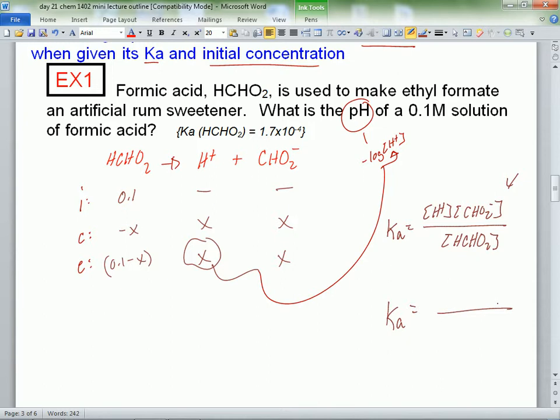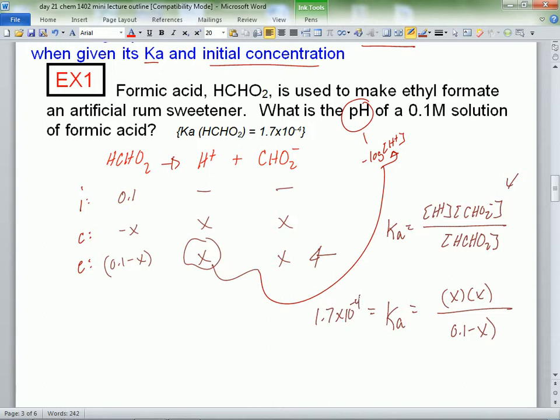Now we substitute in these concentrations. Those are all equilibrium concentrations. You got to substitute in your equilibrium row. So what would be on top, Alyssa? X and X. And on bottom you'd have 0.1 minus X. Oh, what should I put in for Ka? Yeah, 1.7 times 10 to the negative 4.